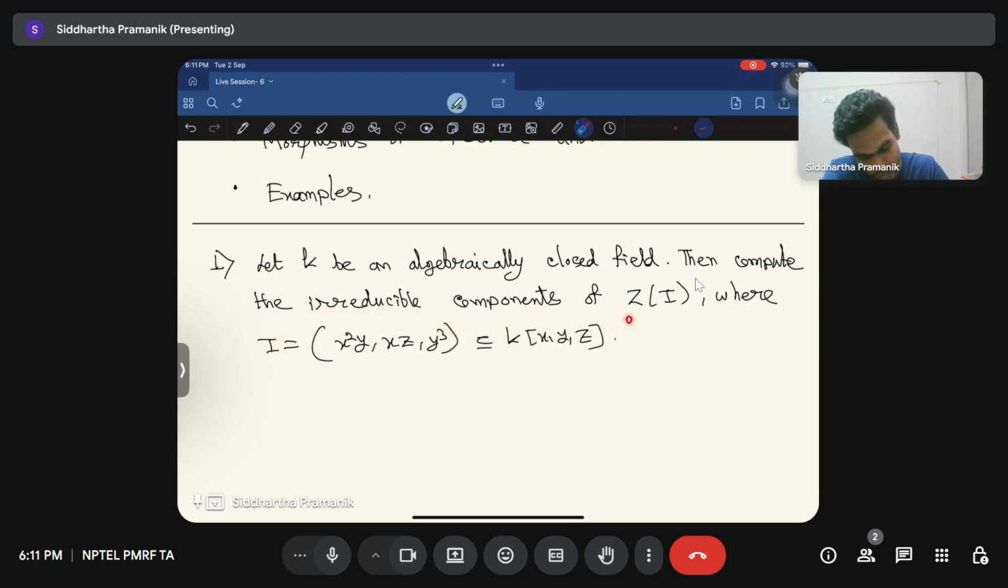Then Z of I is basically the zero set, which is a subset of K power 3. So K power 3 is equipped with the Zariski topology. So this is a closed subset, and we can talk about the irreducible components of this closed set. So let's do it.